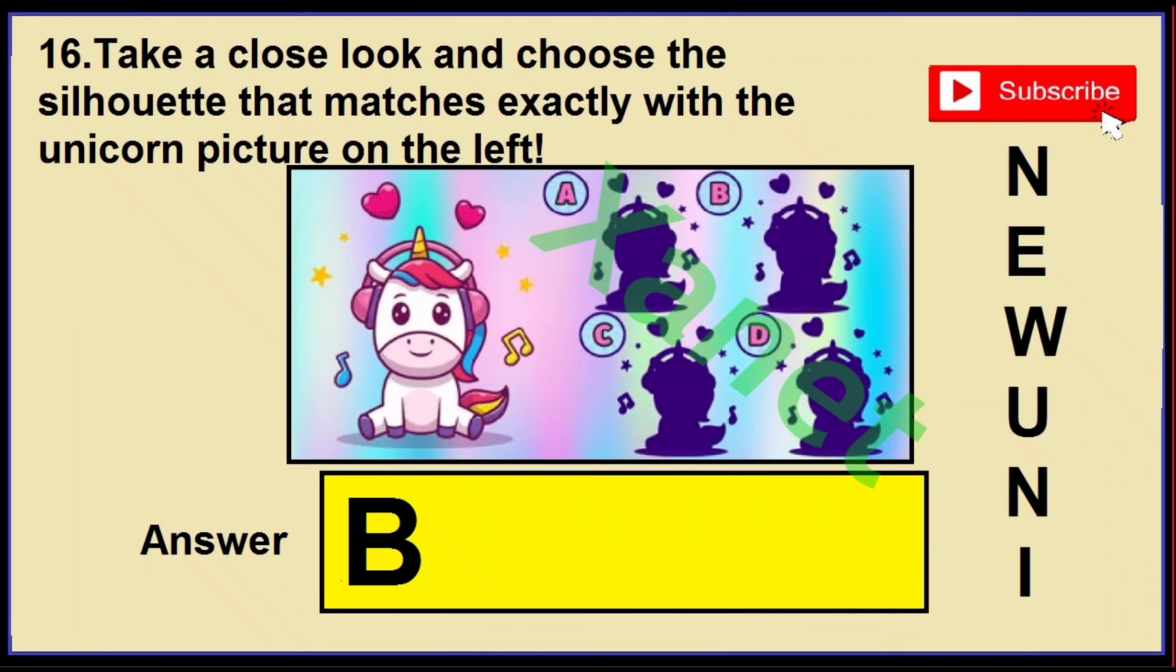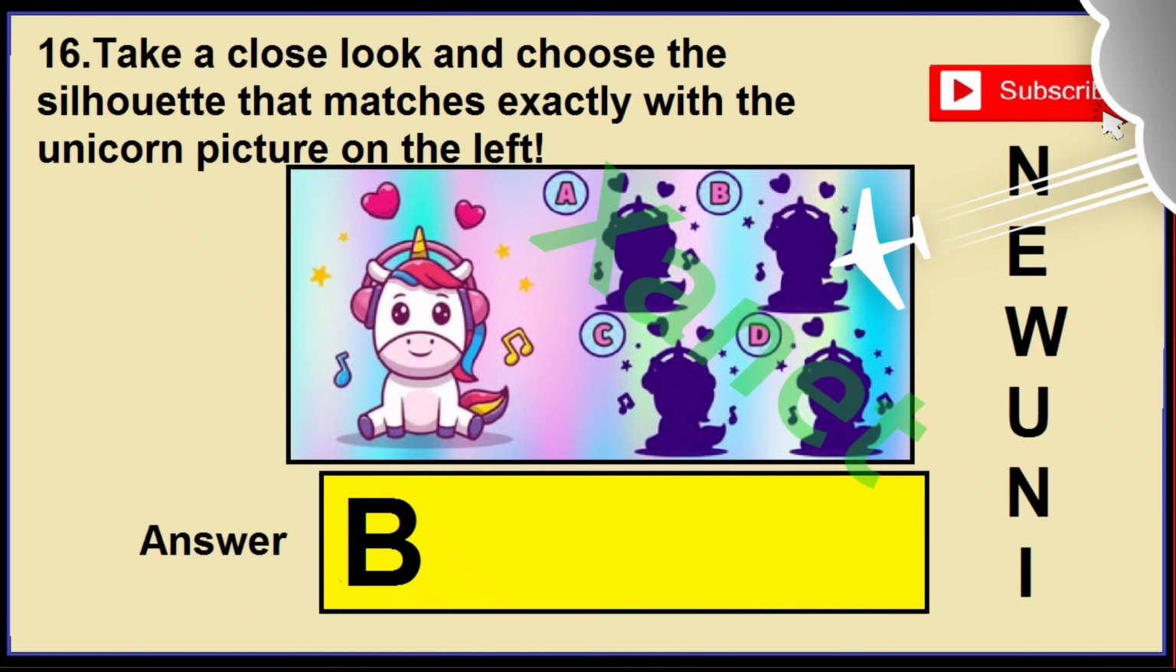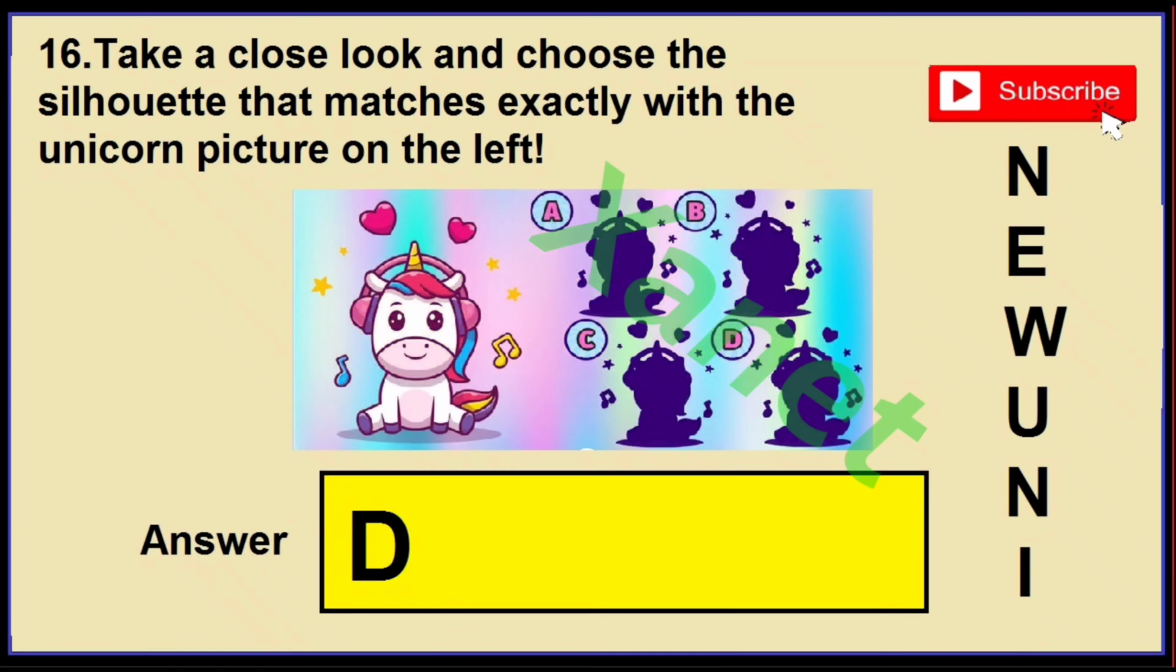Now in version 3 of this question, B is the correct answer, since B contains all the criteria that I have told. One is the music signs, and second is the size of the heart. Now in version 4 of this question, D is the correct answer, since D contains all the criteria that I have told, so D is the correct one. So you need to see each and every detail very carefully.